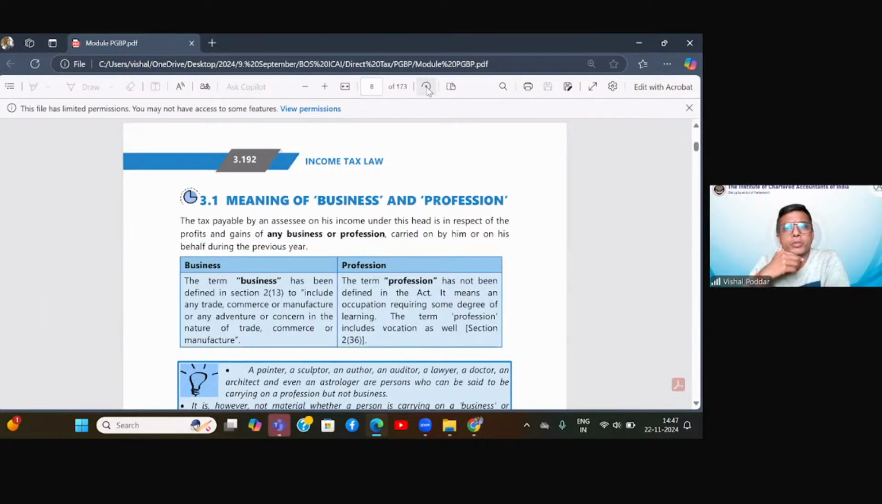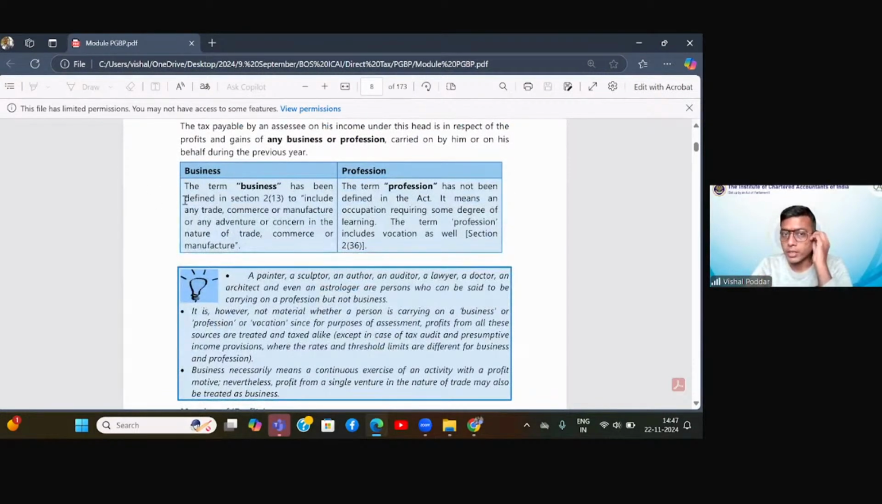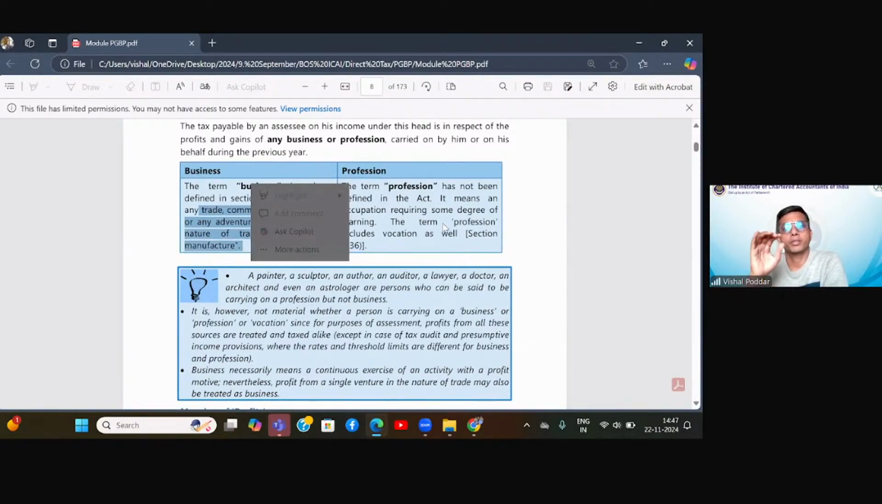Now, coming to some theory part, what is business? What is profession? Income tax has a very simplified definition. You come to GST, business has a very lengthy and very comprehensive definition. For the time being, income tax says what? The term business is defined under 2(13) to include trade, commerce, manufacture, or any adventure or concern in the nature of trade, commerce, manufacture.